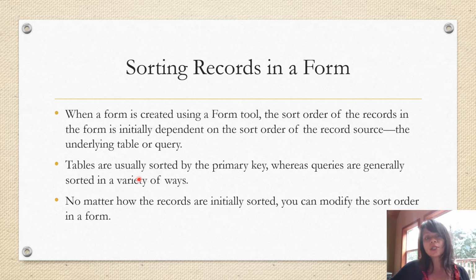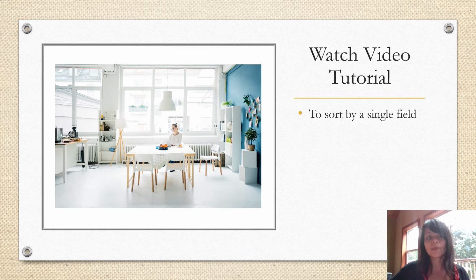Tables are usually sorted by the primary key, okay? But queries are generally sorted in a variety of ways. No matter how the records are initially sorted, you can modify the sort order in a form. So please watch the video tutorial on how to sort by a single field.